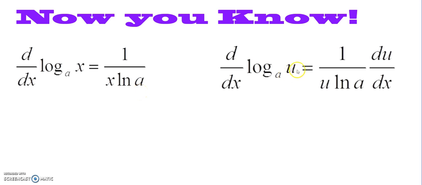What if it's not just x? Great question. Well, we already know the answer because we've been doing this now for a couple of days. d dx of log base a of u is going to be 1 over u ln of a du dx. You can prove this to yourself by just making up any log function, taking the derivative, using the change of base.